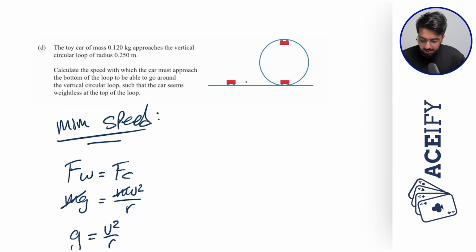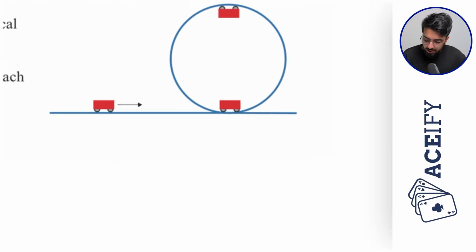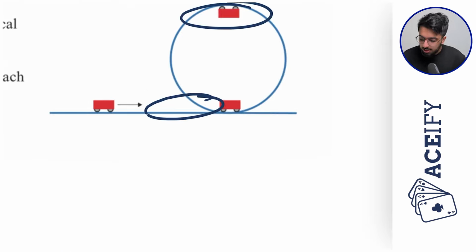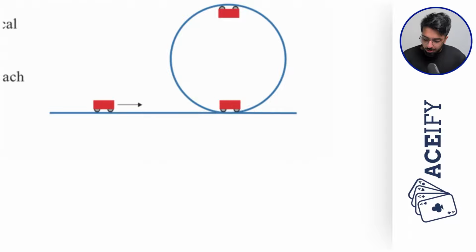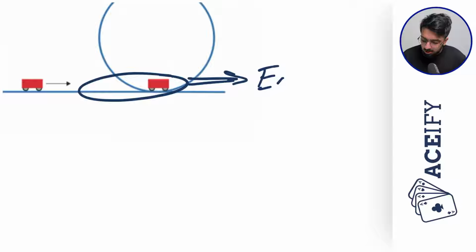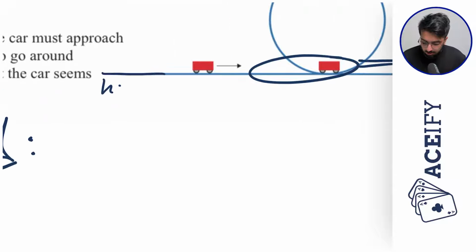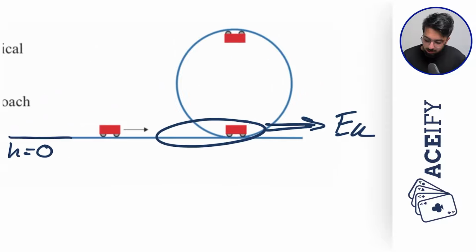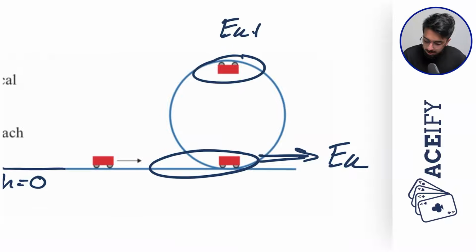And so at the end of the day, this is a conservation of energy question. Therefore, the energy at the bottom must be equal to the energy at the top, okay? Now at the bottom, we have purely EK, so purely kinetic energy, because we can take this line as h equals 0. And so at the top, we have some EK plus some gravitational potential energy.